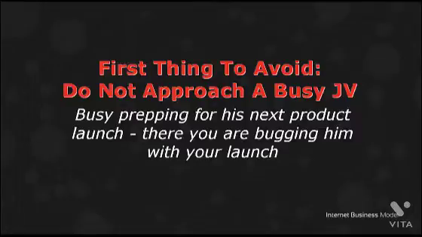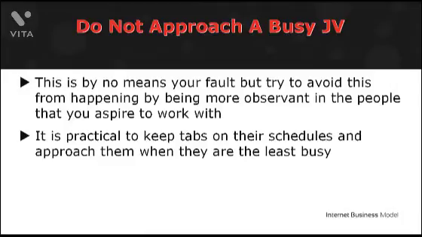JV partner. The first thing to do is not to approach a potential JV partner whenever he is busy. Sounds like a no-brainer, but you'd be surprised by how many product vendors annoy the heck out of a busy JV affiliate with multiple direct messages. Try not to disturb a potential JV who is busy prepping for his next product launch, his next vacation, or anything that needs his utmost attention. You might end up pushing him away.